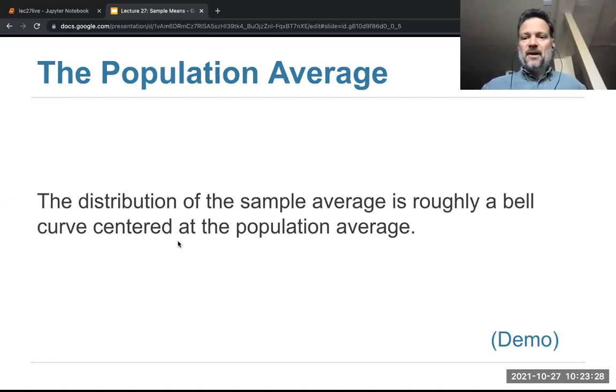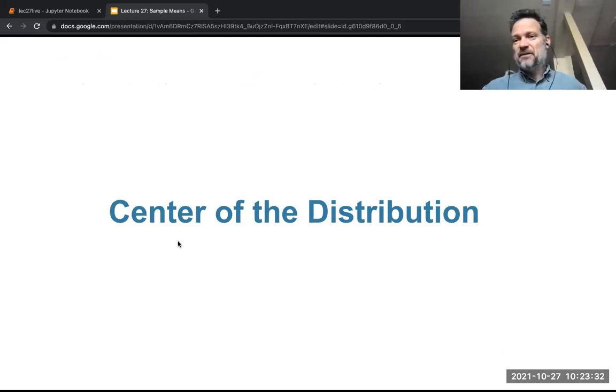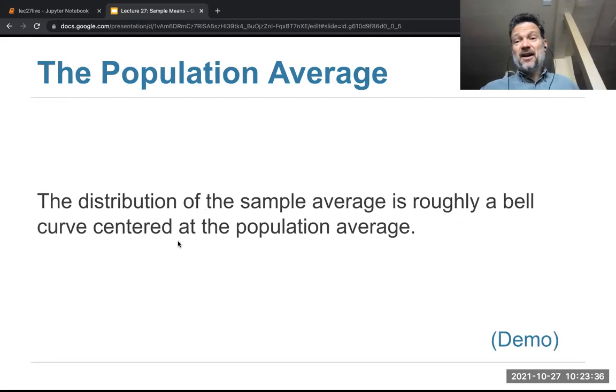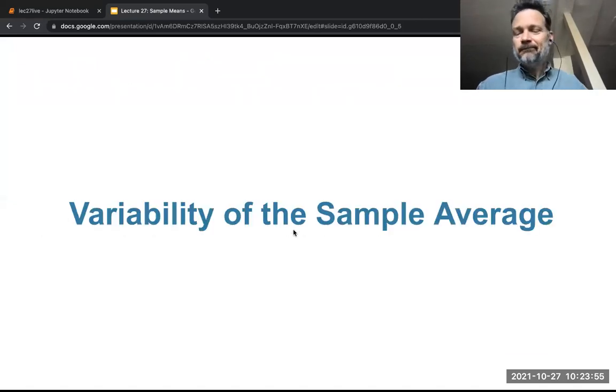So the center of that distribution is fairly easy to specify. In fact, it's a result of the law of averages. It says that this distribution of sample means is going to be bell-shaped, and it's going to be centered roughly at the population average. Okay, we saw some examples of that on Monday.